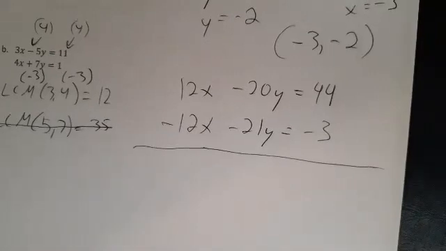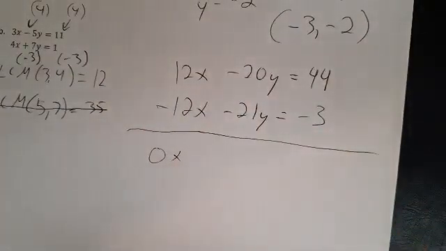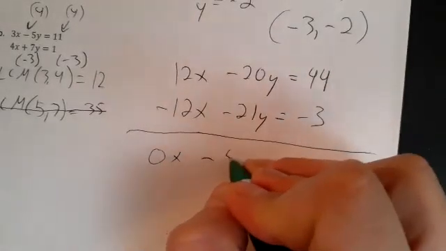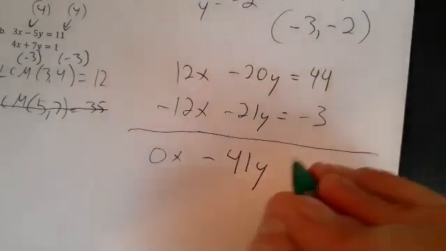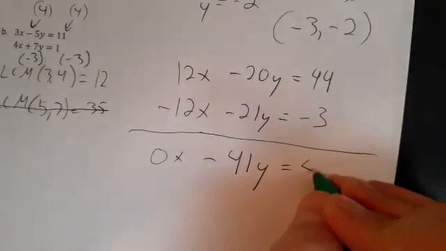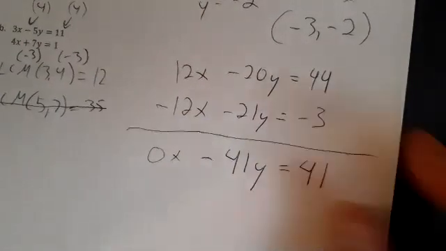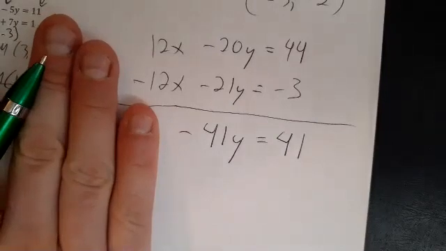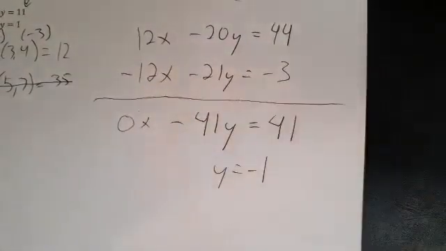12x minus 12x. There are no more x's there. I've done the elimination step. I want to subtract 20. I want to subtract 21. I believe that's subtract 41y. And I do 44 minus 3. 44 minus 3 is 41. And so I have minus 41y is equal to 41. So y is going to be a minus 1.